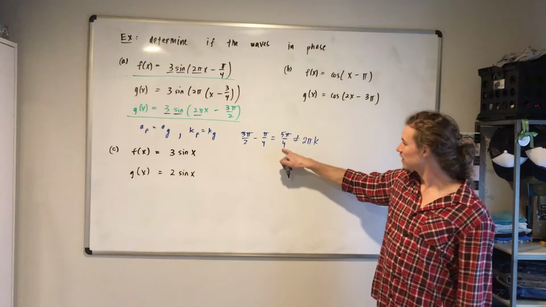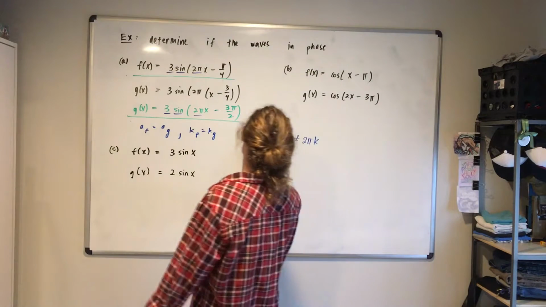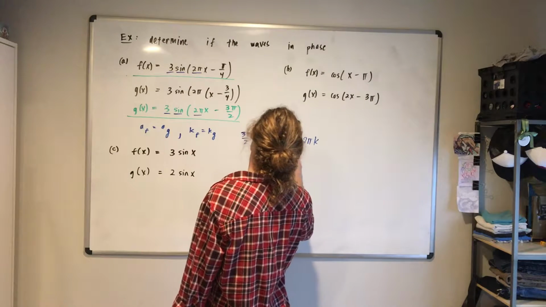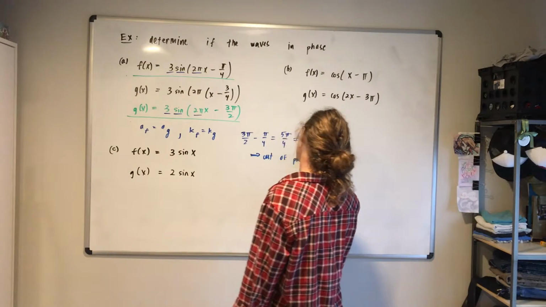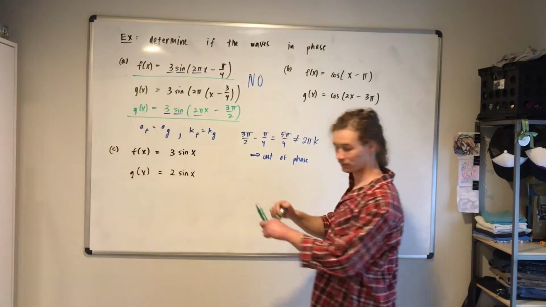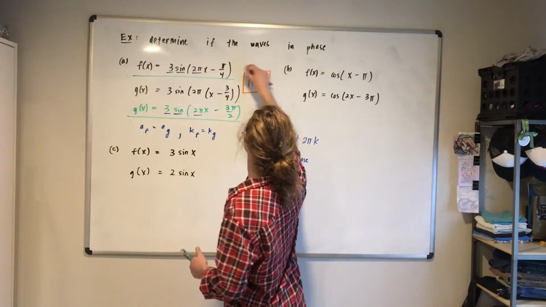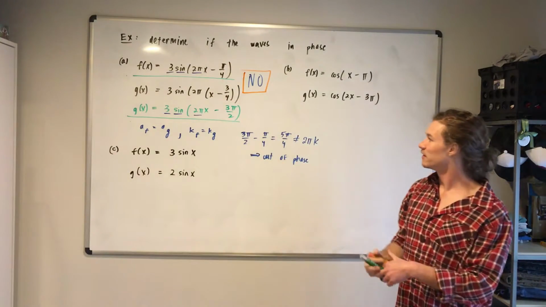So here we see that the difference between our phases is not a multiple of 2 pi, therefore we can say that these waves are out of phase, or not in phase. So we'll answer here, just a big old no. Give ourselves a box there. You see, no, those two waves are not in phase.